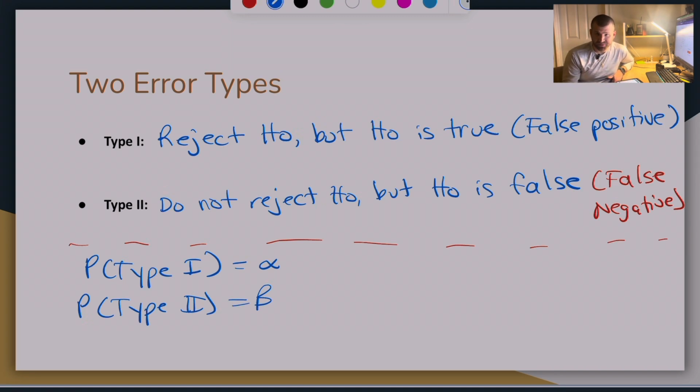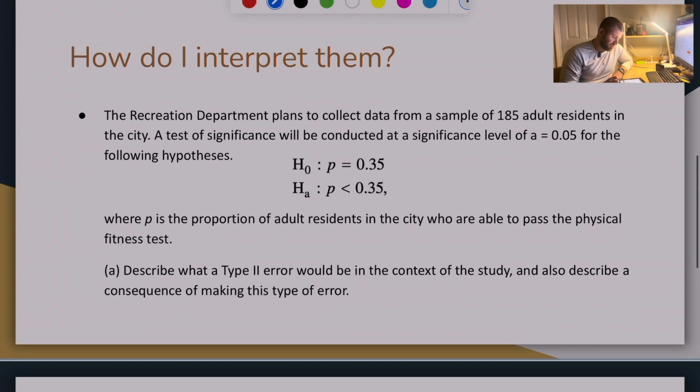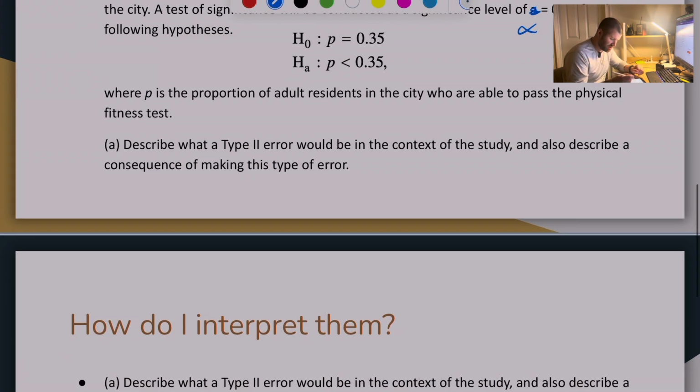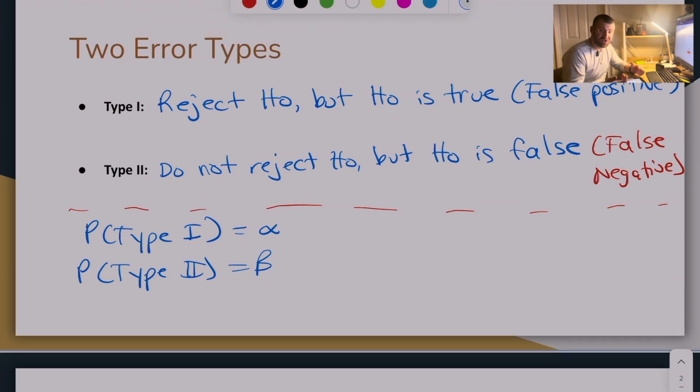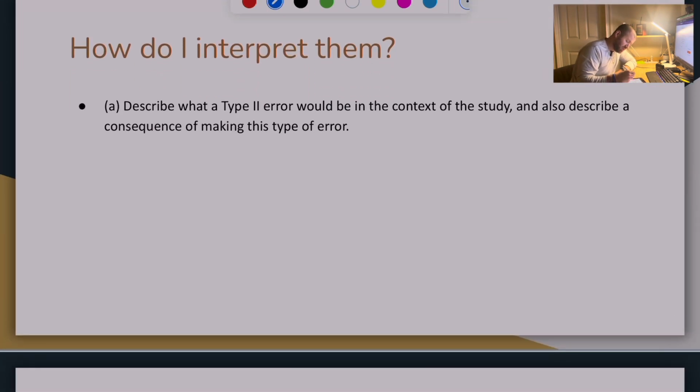So let's take a look at an example problem and how I interpret error types here. If we look at this question, this is a free response question, I forget from what year, but we have a random sample. This should say alpha. This is a copy and paste error here. In this particular case, they're asking me to describe a type 2 error. I just copied and pasted down here. So a type 2 error, in this context, means I don't reject, but I should have.